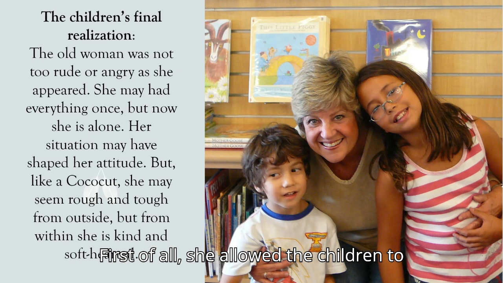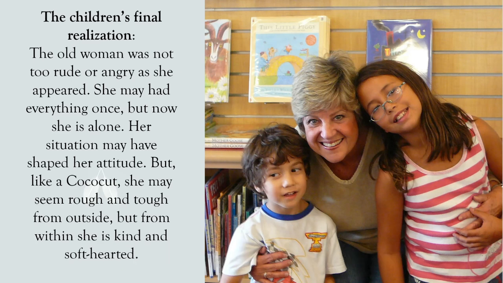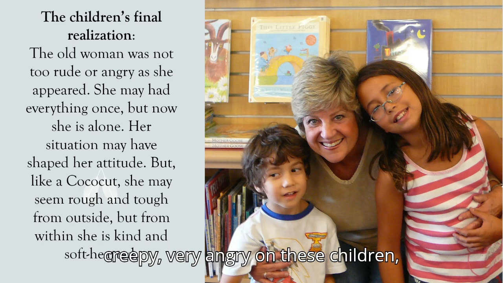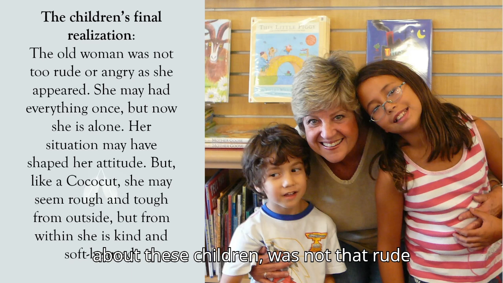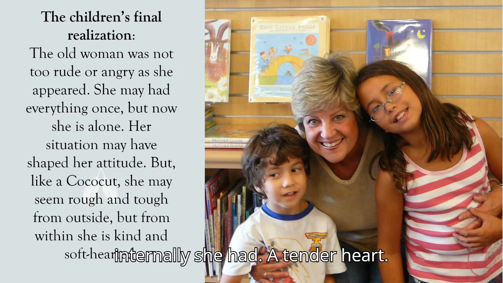First of all, she allowed the children to come into her house. Instead of rebuking them, she cut the cake and served all the children a piece of cake. Now, these small instances tell us that she, though she looked very creepy, very angry at these children, was not that unhappy about them, was not that rude or angry towards them. Internally, she had a tender heart. She was actually a very kind-hearted, soft-hearted woman.